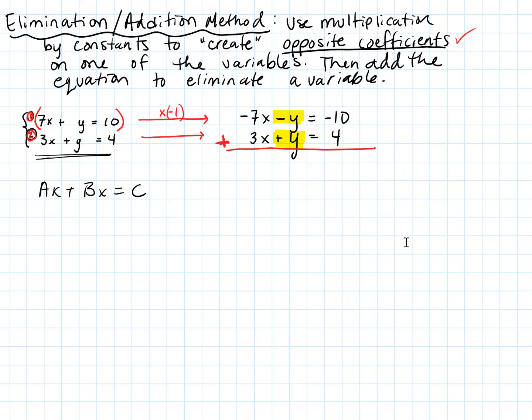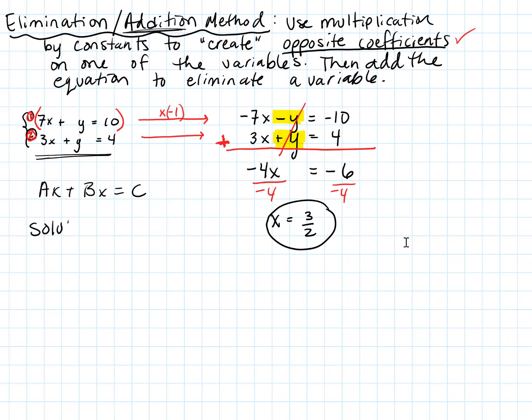So now we're getting into that addition part. -7x plus 3x is going to give me a -4x. Notice what happens when you have -y plus y, those cancel, and then we get equals -10 plus 4, which is -6. And now all I have to do is solve, so divide by -4, and I find that x is equal to +3/2.